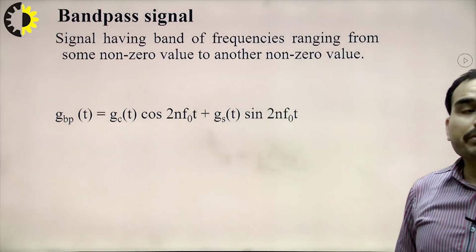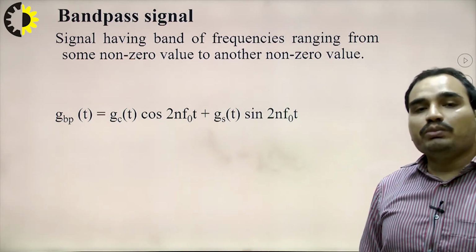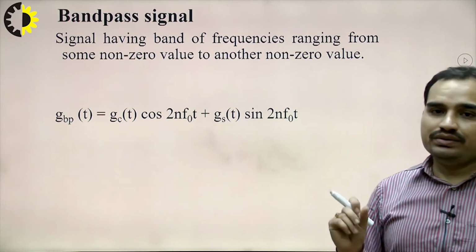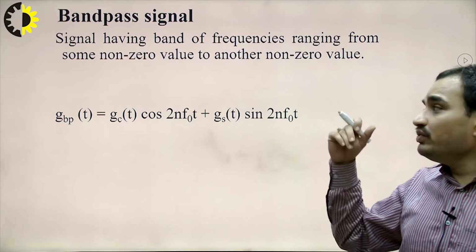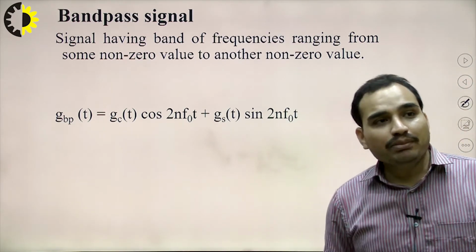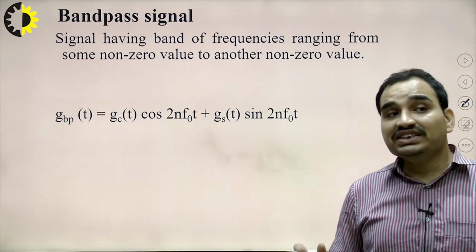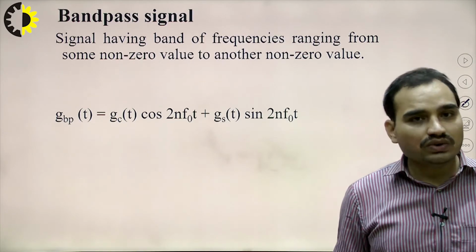Now the band pass signal. The baseband signal is also known as the low pass signal, but the band pass signal will have a band, so it doesn't start from 0. How can we define it? A band pass signal has a band of frequencies ranging from some non-zero value to another non-zero value.